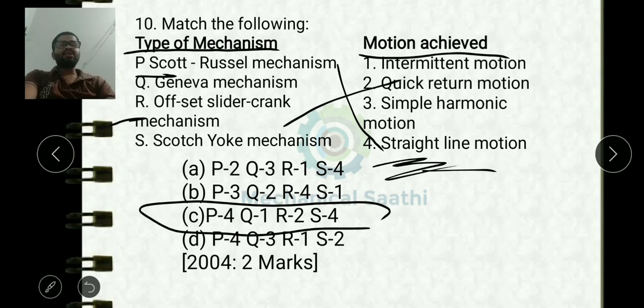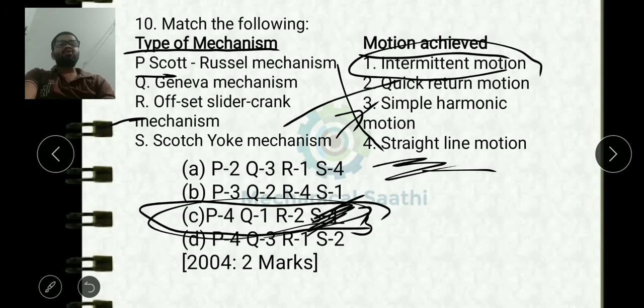Here there is a mistake in the setting of options. There are two options for 4: P is set to 4, and S is also set to 4. So S is set to 3 over here. Then if we check the Geneva mechanism, it is used for intermittent motion, so Q will be set to 1. And the Scotch-Yoke mechanism that we discussed is set to simple harmonic motion. So here option C will be the correct one.